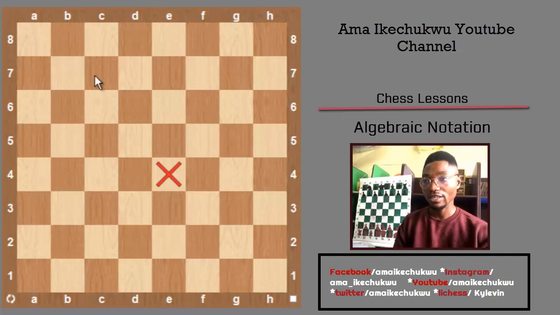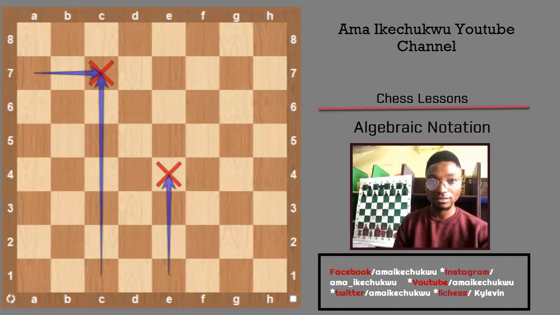Another example will be this square, for example. What is the name of this square? This square will be called C7. So all I did was identify the alphabet, which is C, and also the number connected to it. The same thing with this particular one: E from the alphabet on the horizontal, and 4 from the vertical number.